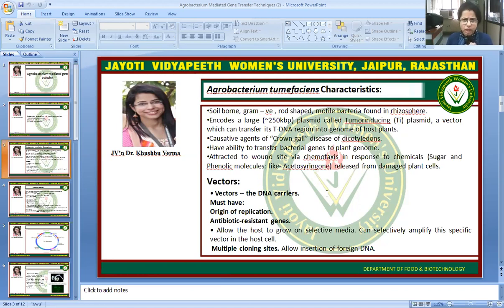Now come to the vectors. Vectors are DNA carrier regions and must have an origin of replication and antibiotic resistance genes that allow the host to grow on selective media and can selectively amplify this specific vector in the host cell. It also needs to have a multiple cloning site, which allows the insertion of foreign DNA fragments.